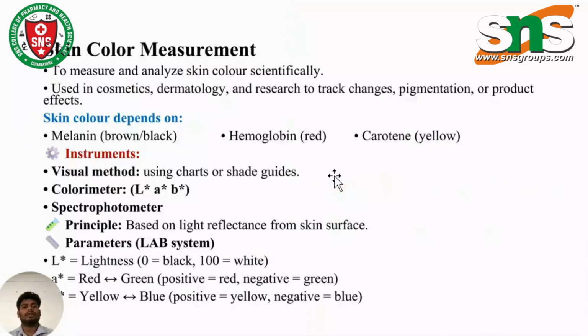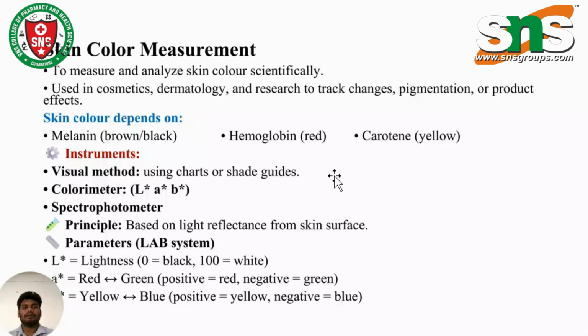And then moving to another topic, skin color measurement. It is used to measure and analyze skin color scientifically, in cosmetics, dermatology, and research, to track changes, pigmentation, and product effect. Skin color depends on melanin, hemoglobin, and carotene. Hemoglobin refers to the red color, melanin to brown and black, and carotene to yellow. Instrumentation for skin color uses a colorimeter and a spectrophotometer.